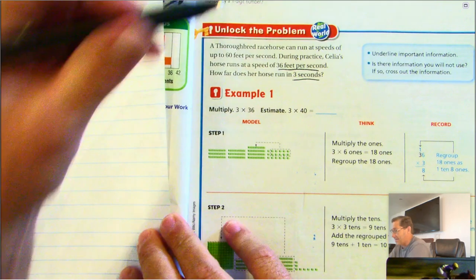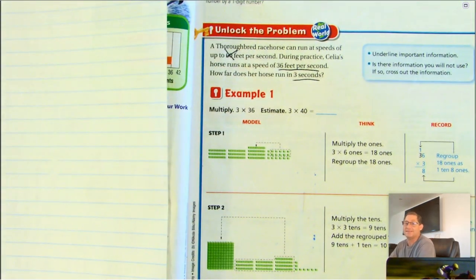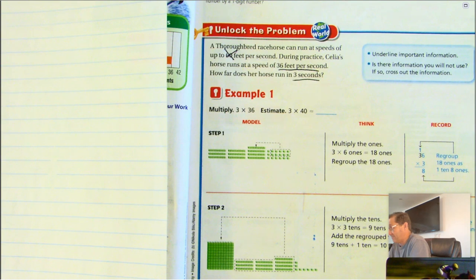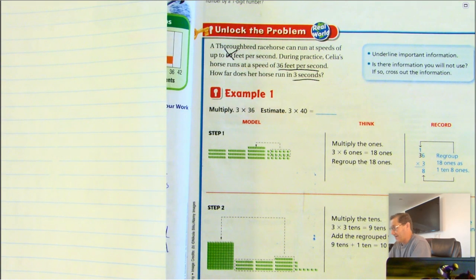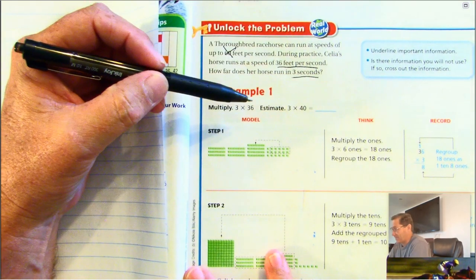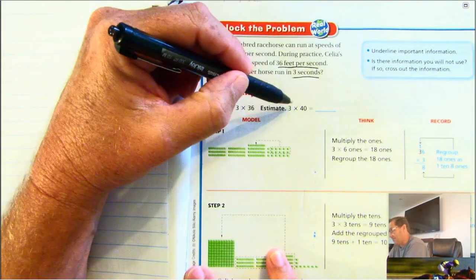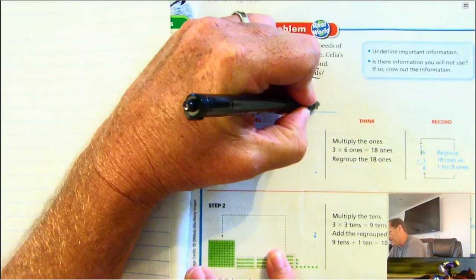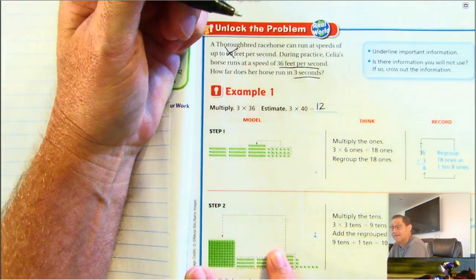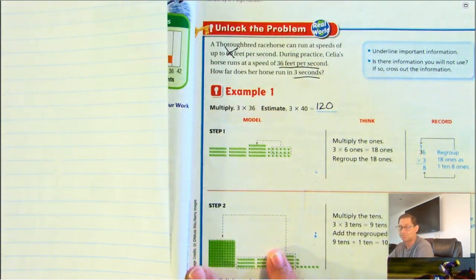I don't need the 60 feet per second. That's not what her horse is running. Her horse is only running at 36 feet per second. So example 1, 3 times 36, and we're going to go ahead and still estimate, and 3 times 40 would be 3 times 4 tens is 12 tens, or 120.